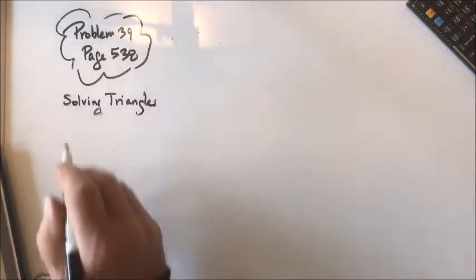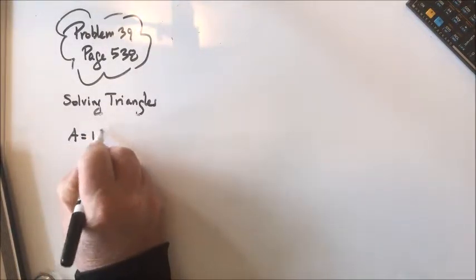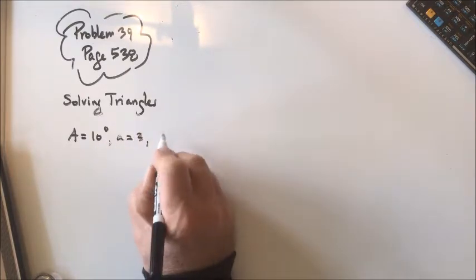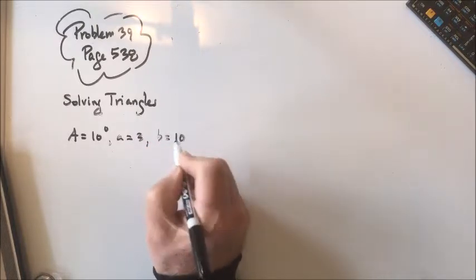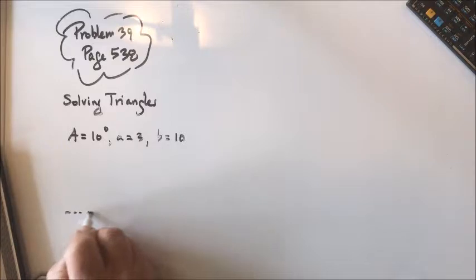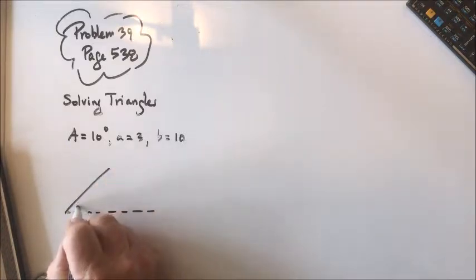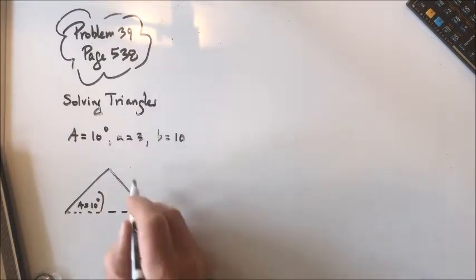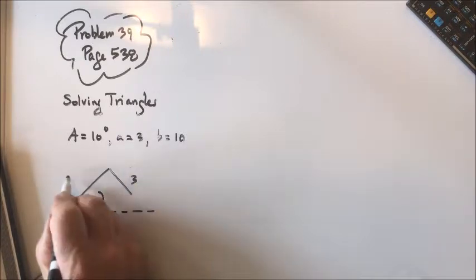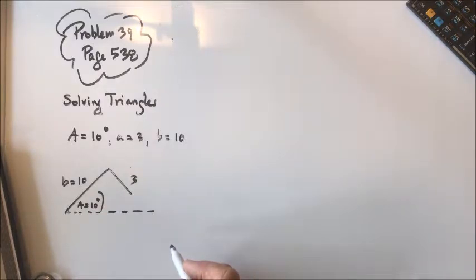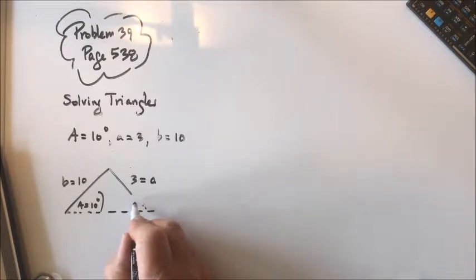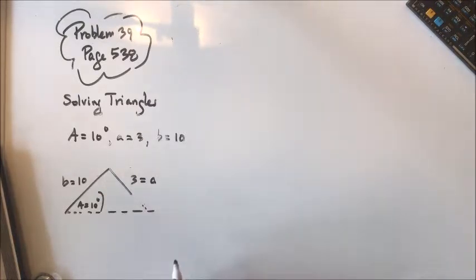Problem 39 says capital A is equal to 10 degrees, little a is equal to 3 length measures, and b is equal to 10. Let's draw this. I've got a base angle here, call it A. It's 10 degrees. I've got a side across from it, 3, and a side over here, b equals 10. So somehow I've got to determine what angle C is and what side c is.